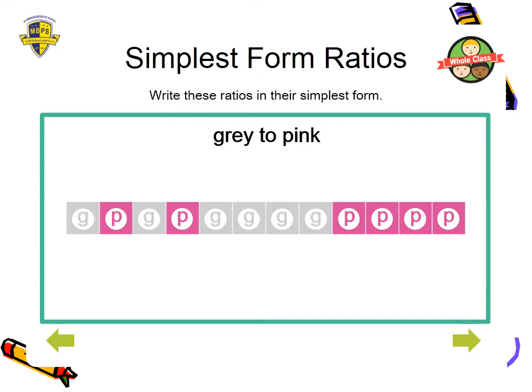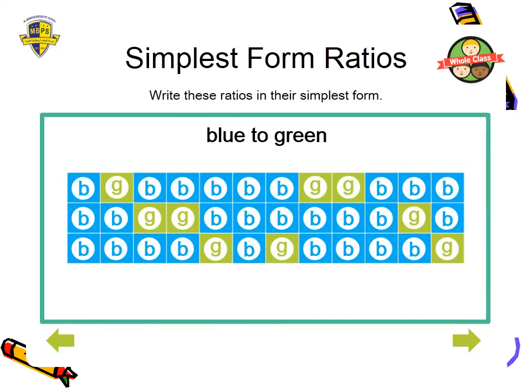Now the next one, blue to green. How many blue squares? Good. 27. And how many green? Excellent. 9. So the ratio here is 27 to 9. Write it on your paper and try to simplify it.